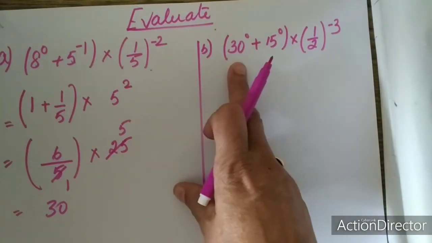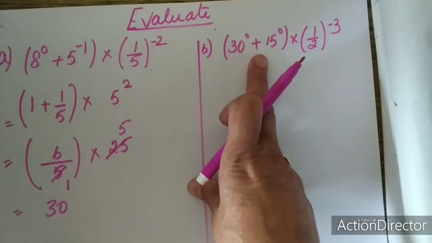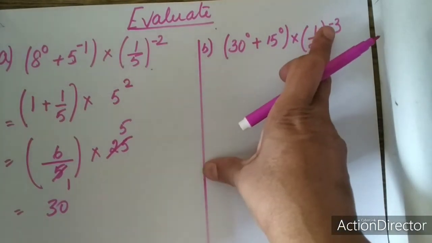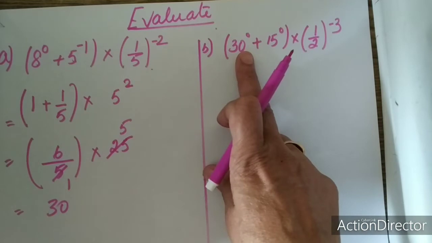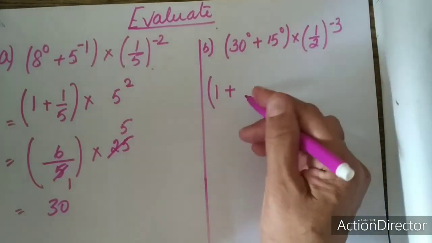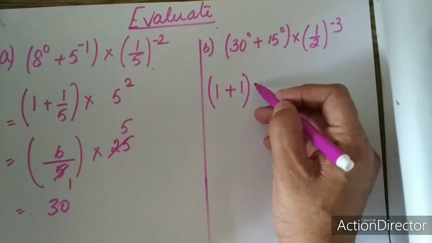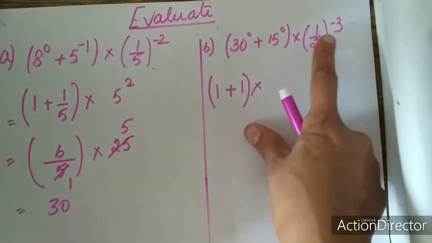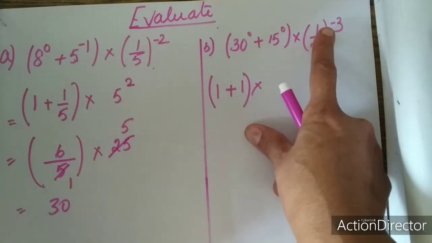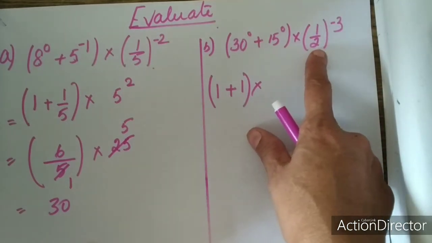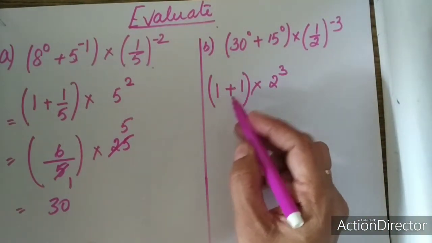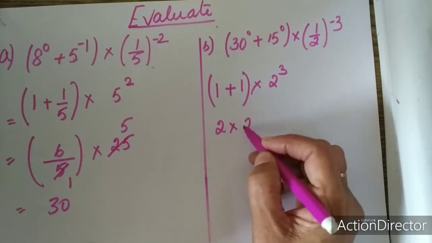So let us move on to the next sum. 30 power 0 plus 15 power 0 into (1 upon 2) whole raised to the power of minus 3. So what is 30 power 0? 1. Plus what is 15 power 0? 1. And here you see I have to make the power positive. How do I make the power positive? Just by reciprocaling the number. So the reciprocal of 1 by 2 is 2, so I can write 2 power 3. So 1 plus 1 is 2 into 2 power 3.